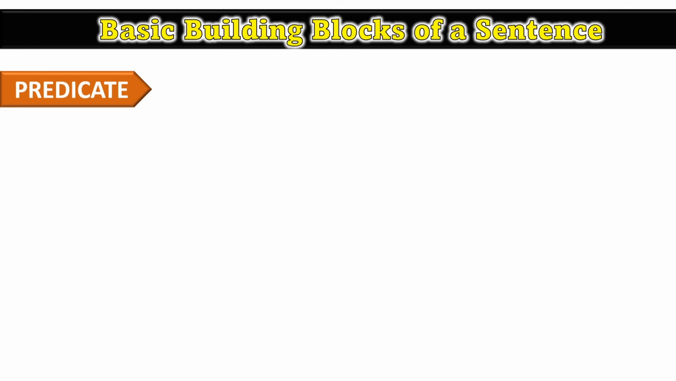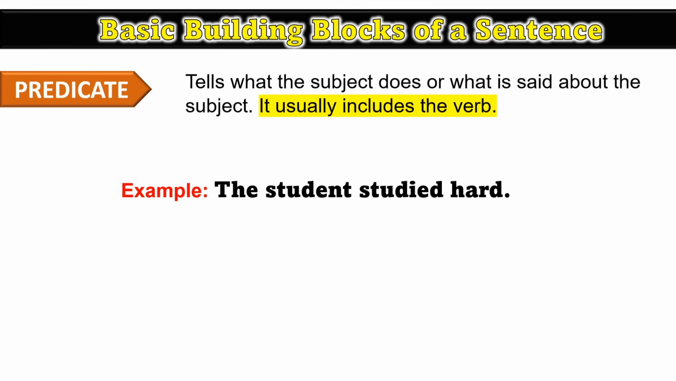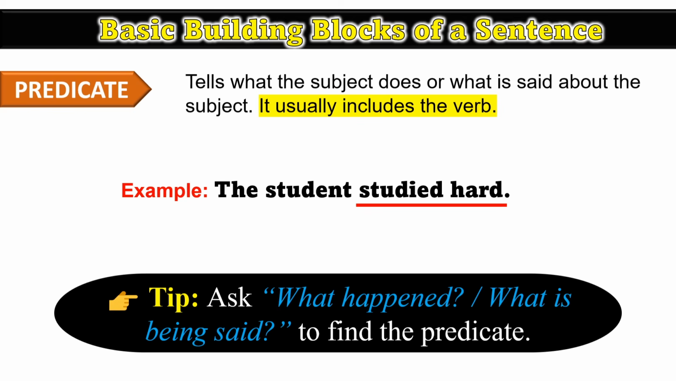Next is predicate. It tells what the subject does or what is said about the subject. It usually includes the verb. In our example, the predicate is studied hard. Tip: you have to ask what happened, what is being said, to find the predicate.